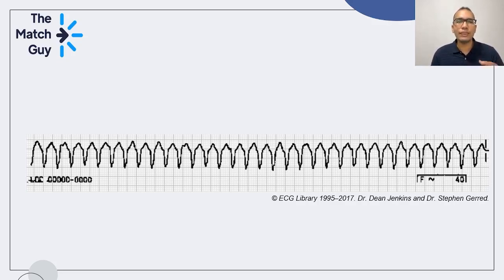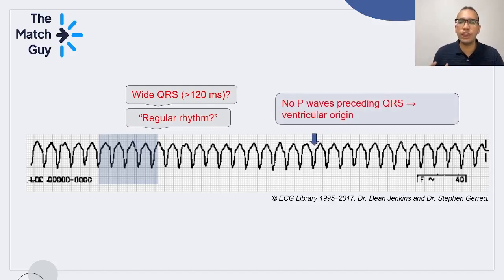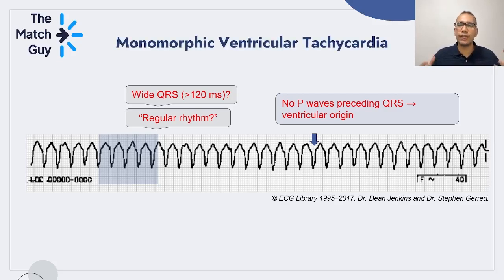So you will see the rhythm is regular, but the QRS complexes are wide. In other words, meaning more than 3 small squares. And there are no clear P waves before each QRS. That tells you that the impulse is not coming from the atria, it's coming from the ventricles. That's the classic pattern for what? Pause the video if you still need more time to think about it, but this is monomorphic ventricular tachycardia.